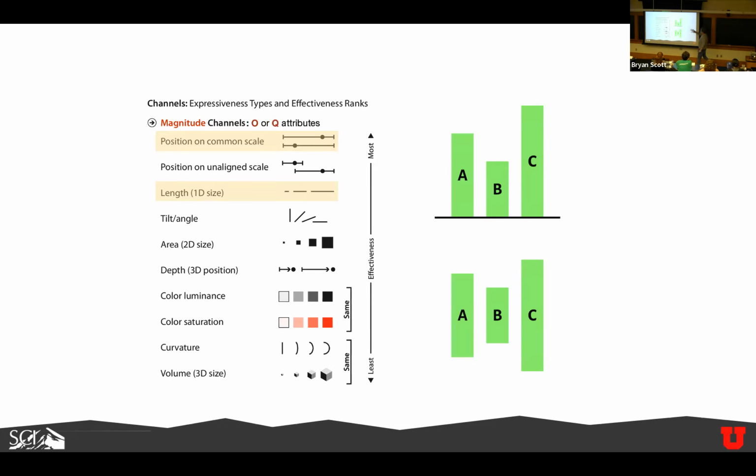Okay, so if you're looking at these and you're trying to compare them, what you're going to do is you're going to do this thing that's positioned on a common scale. That is, they all have the same baseline, and you're basically going to look at the tops of them and compare the tops of them. It's a very easy comparison.